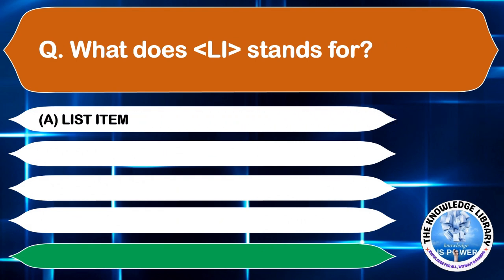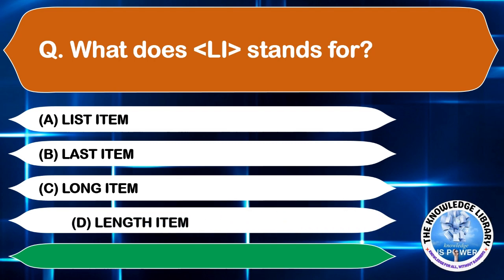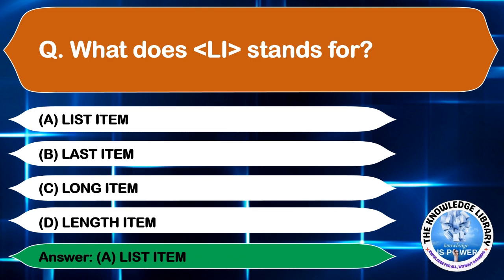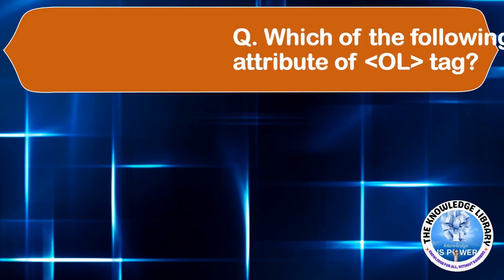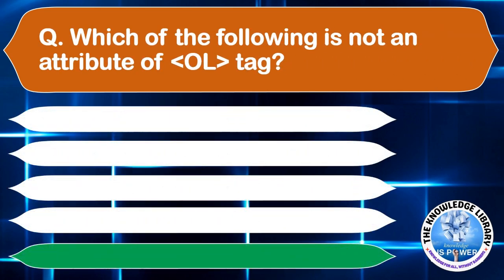The next question is, what does LI stand for? Option A, list item. Option B, last item. Option C, long item. Option D, length item. The correct answer is option A, list item.